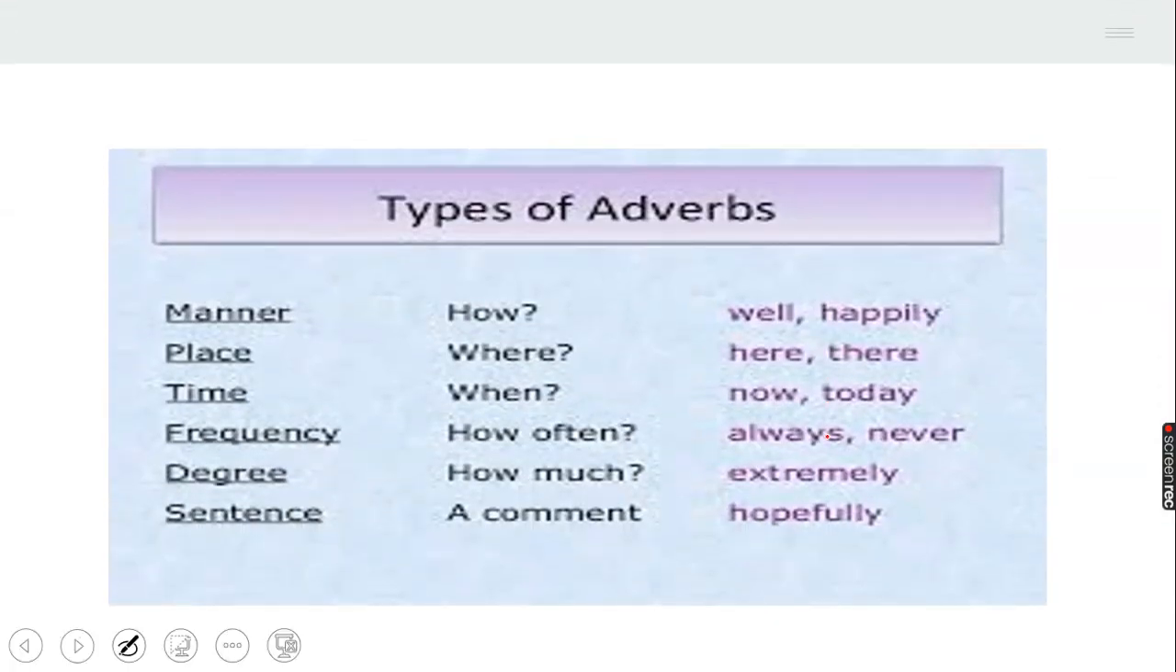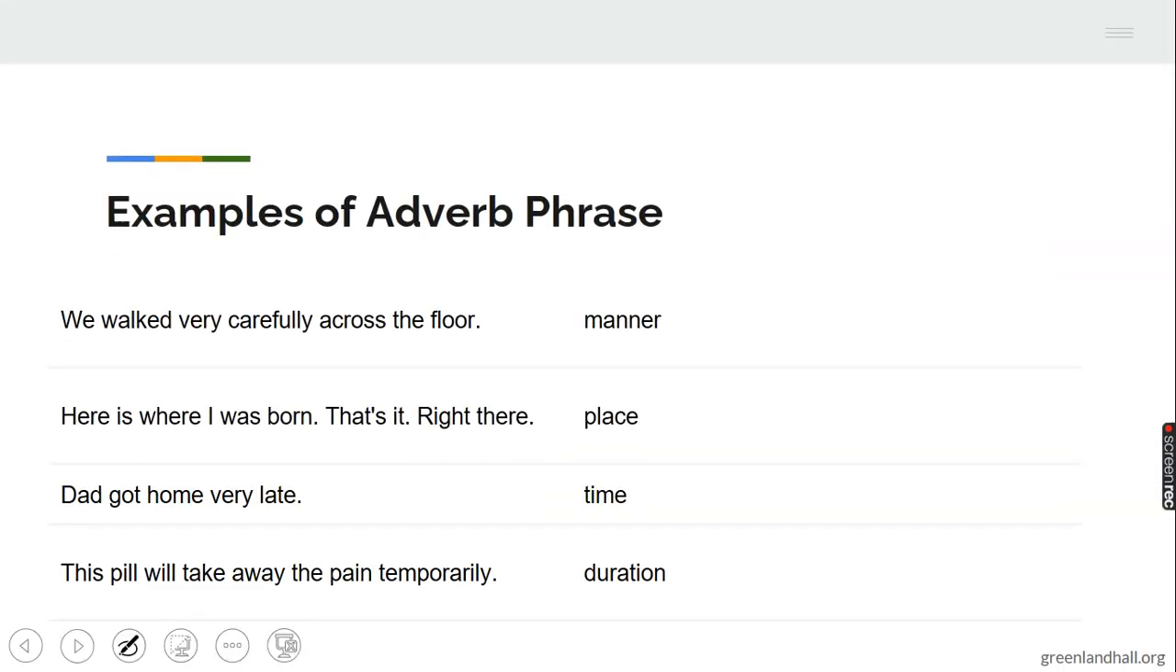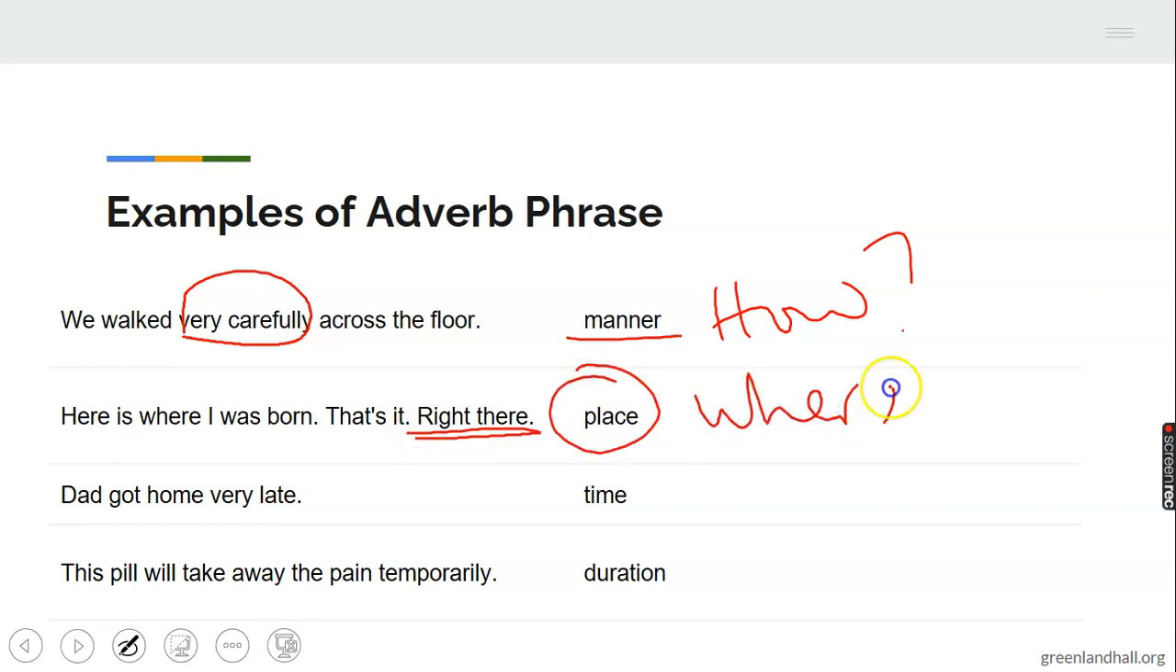We can have types of adverbials in this manner. You have adverbs of manner, place, time, frequency, degree, and sentence. And they work in different dynamic ways. Like number one now: He worked very carefully. How did he work? How? Manner. Very carefully. Here is where I was born. That is right here. Where? Right here. This answers the question where.